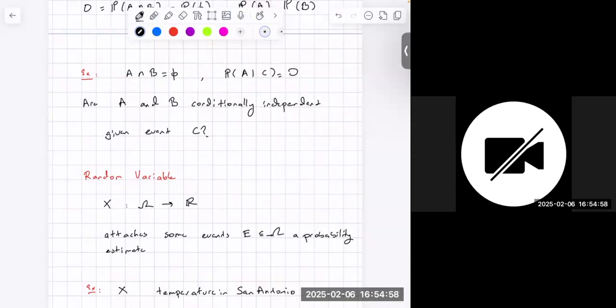I was trying to ask similar stuff with conditional probability. Or should I skip over or not? Yeah, let's not skip over. Can you look at this example also? I have two events now, like the one before, and their intersection is empty. And we know that when an event C happens, A doesn't happen. A conditioned on C has probability 0. Now, are A and B conditionally independent given event C? Suppose C already happened.